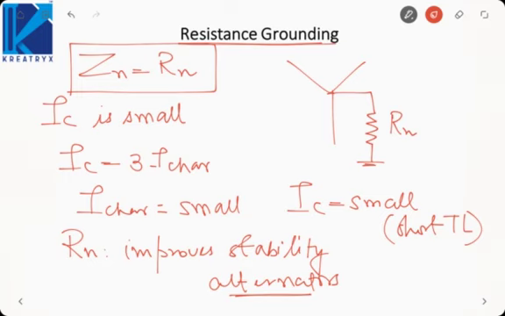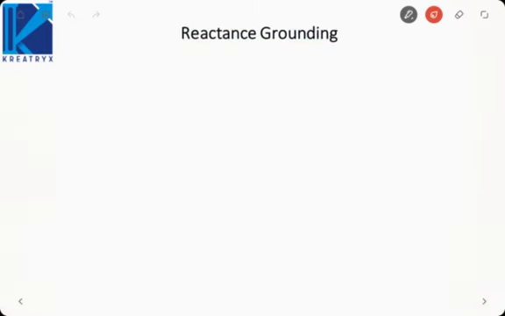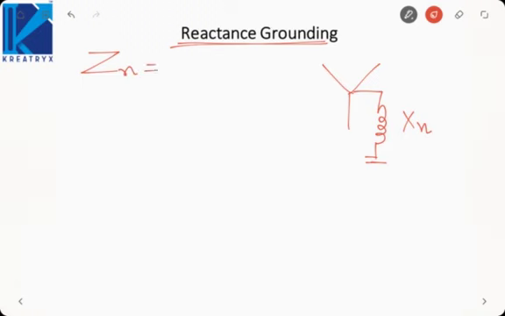There you can use resistance grounding, and it will improve the stability of the system, but it cannot cancel the line charging current. Now if you have to cancel the line charging current, you will have to use reactance grounding. That is, neutral will be grounded by means of a reactance Xn. So here Zn will be equal to jXn. It will be purely imaginary. That is the neutral impedance.